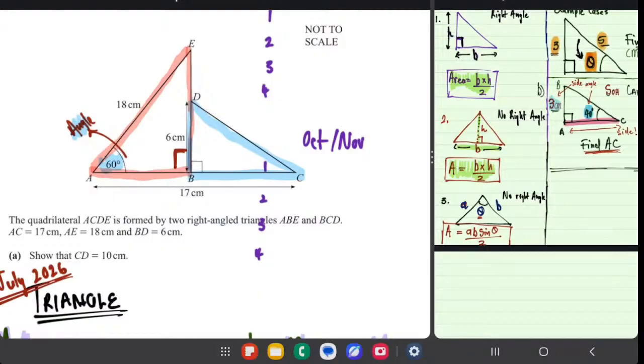No. Nobody said half it. They never said that. 17 is useless because it's for two triangles. We need one triangle at a time. So we are not going to look at it for now. You can't, because 17 is covering two triangles. So it's a disaster. If you touch it, you are in trouble.